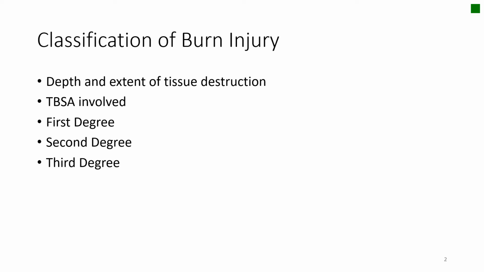Regardless of the type of injury, we want to be able to classify them, and this is done based on the depth and extent of tissue destruction, as well as the total body surface area involved. The first degree or superficial burns are usually limited to the epidermis, and the epidermis itself is thin and avascular. Usually healing occurs spontaneously. Second degree burns are also known as deep and superficial partial thickness burns, and these extend onto the dermis. This area is very vascular and contains lots of nerves, and the severity of this type of burn varies depending on the amount of tissue involved.